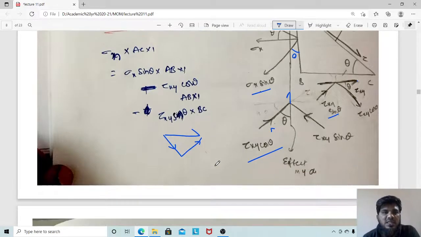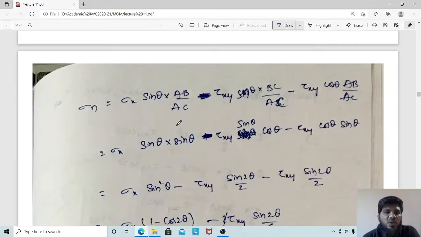Once you are done with this, AC should be sent to the other side. You will get sigma x sin theta into AB by AC minus tau x sin theta into BC by AC minus tau xy cos theta into AB by AC. From the triangle we have already discussed, from triangle ABC, this is my A point, this is my B point, and this is my C point. And where is my theta? My theta is along the horizontal.